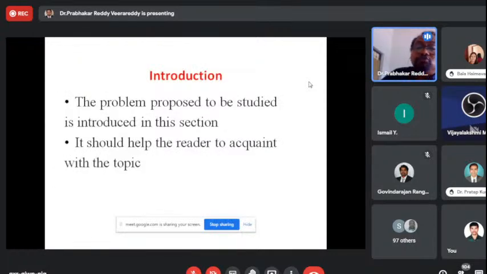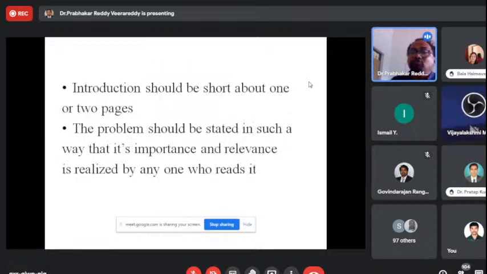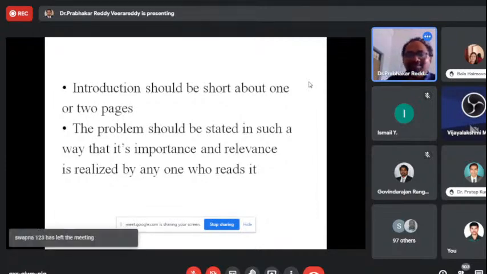Introduction. The problem proposed to be studied is introduced in this section. It should help the reader to become acquainted with the topic. So the introduction is always very, very important. Introduction should be short, about 1 or 2 pages. Nowadays I'm seeing M.Pharm theses of 100 pages where 50 pages are introduction. Don't go like that. 5 to 10 pages maximum is enough. Don't think that our Indian psychology is for a bigger size, no?